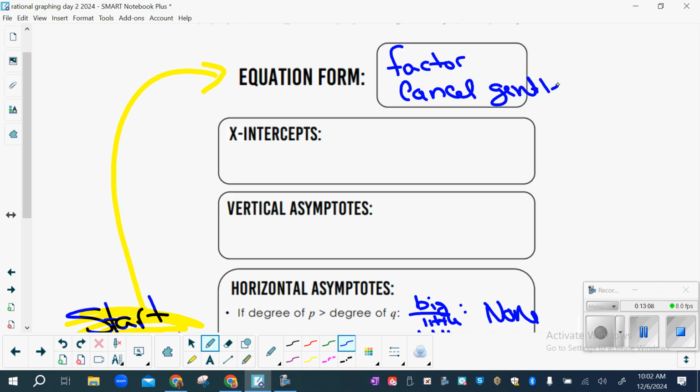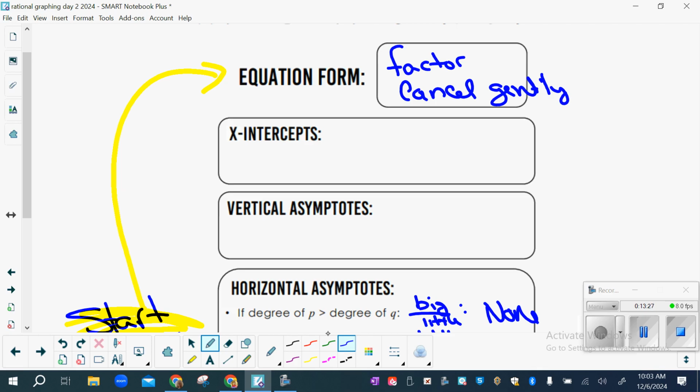Here's why we have to cancel gently. I had kids in my other class who were literally erasing the canceled parts. Like, they're like, oh, I canceled it, so I erased it. Yeah, we need that for the holes, right? We need that for the holes. So you got to cancel it gently.